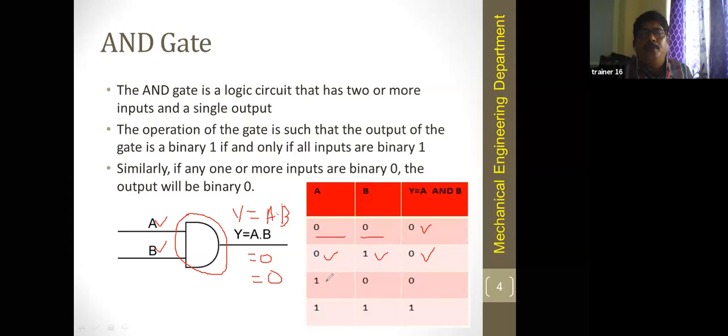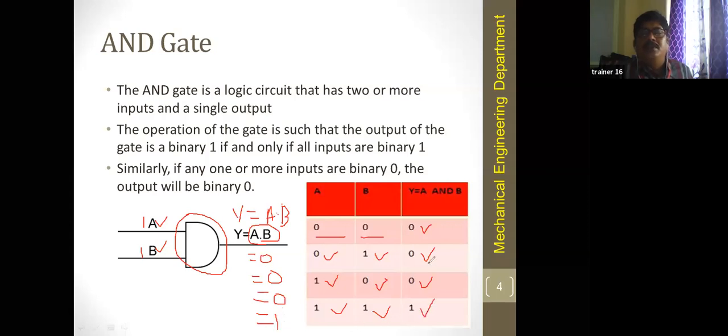If the input A is 1 and B is 0, then this is also equal to 0, right? That means 1 into 0, the product, that is A into B. And if the input A is 1 and B is 1, both are 1, then the product of these two, 1 into 1, is equal to 1.